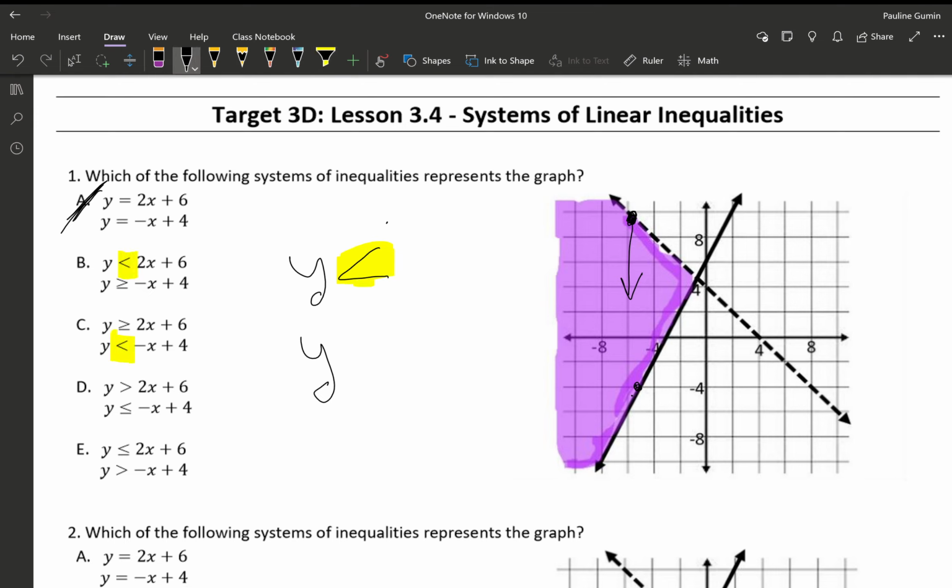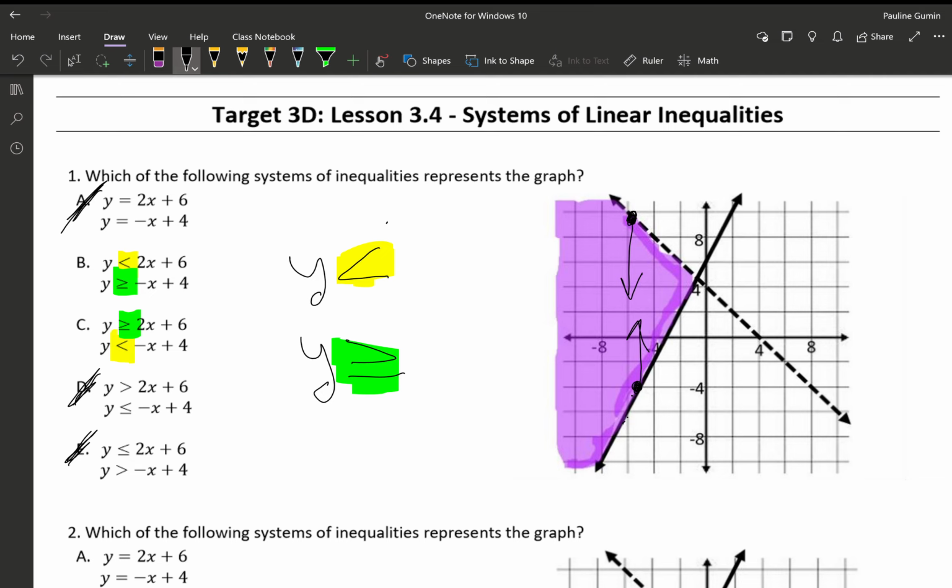Okay. Let's see what our solid line gives us. Our solid line, if I draw a dot on it, it's shaded upwards. So we should have a greater than or equal to here. So this has it and that has it. Well, that really crosses off option letter D and E. Now what we're looking for is which one of these, B or C, is the correct answer.